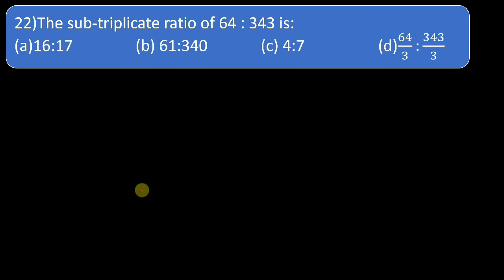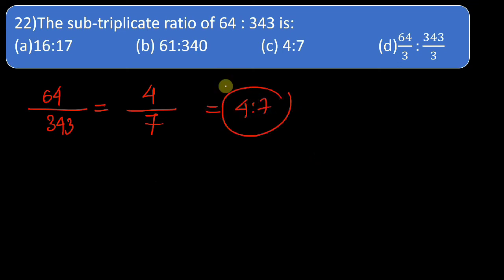Next, the same in the sub triplicate form, we have to find the cube root of these numbers, so we will get the answer. So the cube root of 64 is to 343. We know the cube root of 64 is 4 and of 343 is 7. The answer will be 4:7. Option number C is our correct answer.